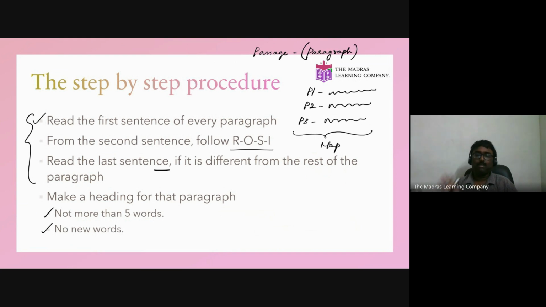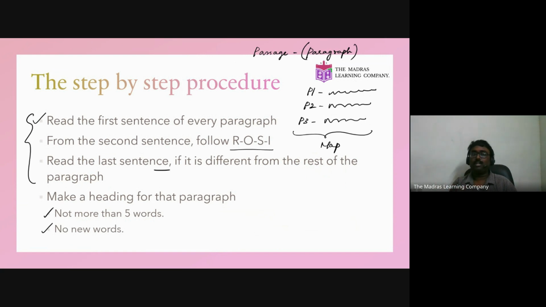So it's like that. The map will tell you what's there in paragraph 1, what's there in paragraph 2, what's there in paragraph 3. If you need more information, you have to go back and read it. And if your map has more than this information, then you're actually wasting time. So I'll repeat. First sentence, you have to read. From the second sentence until the last sentence of the paragraph, follow row C, jump, jump, jump. If the last sentence is completely different, read it. If it's already existing, then forget it.